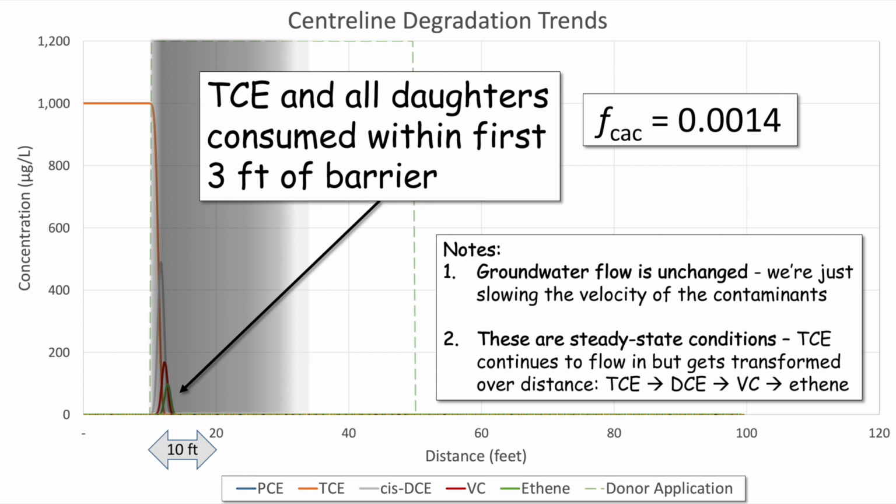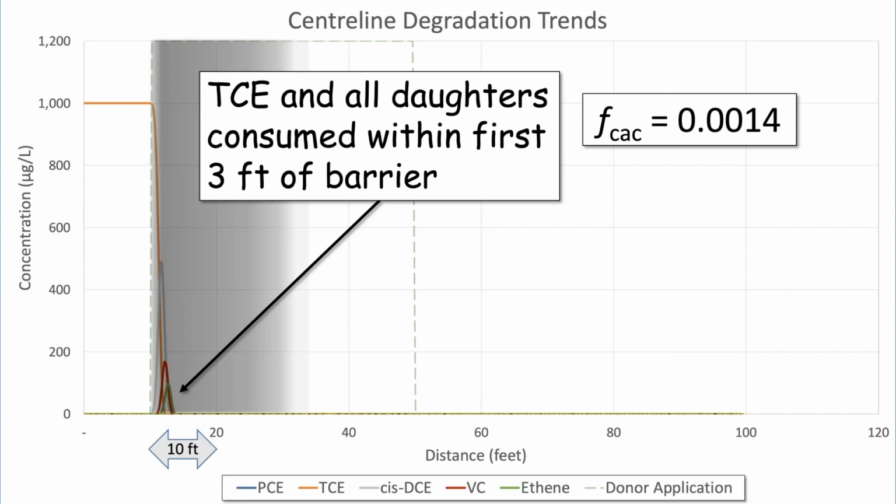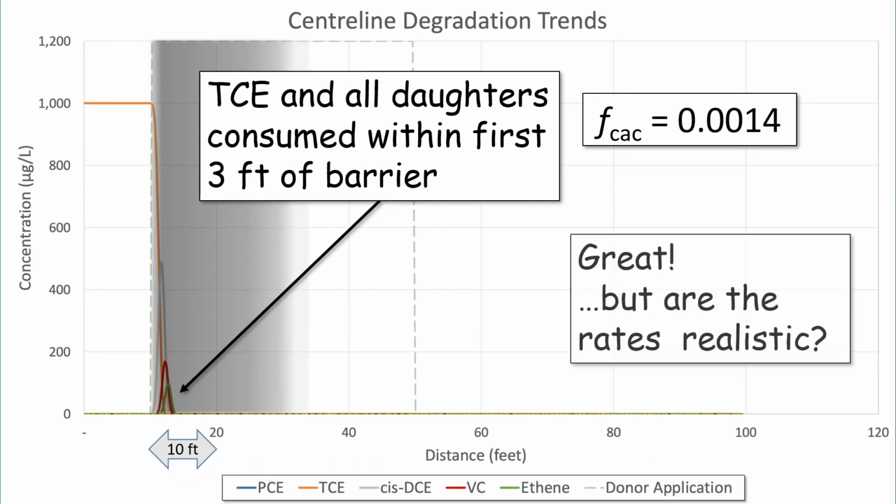The TCE would have taken years to go through, and that slowing has brought a lot more time for the degradation. And so within the first 3 feet or so of the barrier, we've got full completion. Well, that's great, Jeremy, but you didn't change the degradation rates. Are you sure that the same degradation rates would apply in a PlumeStop barrier?